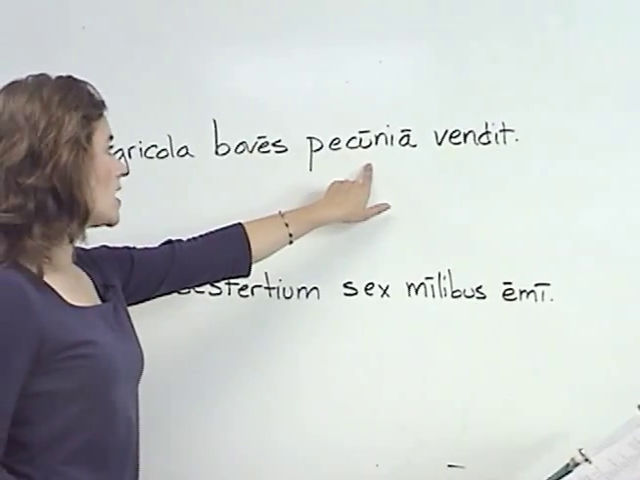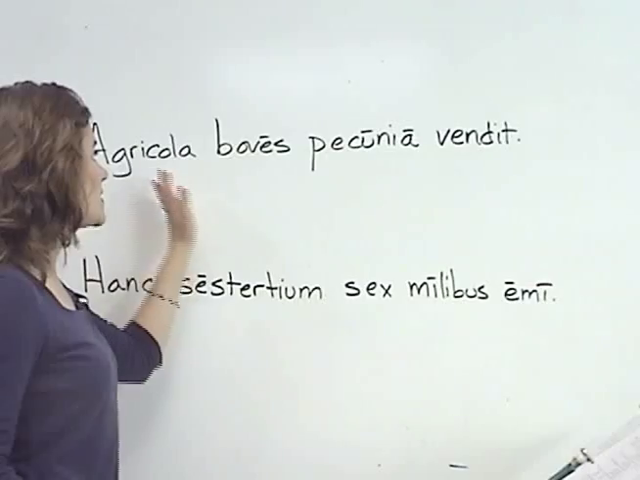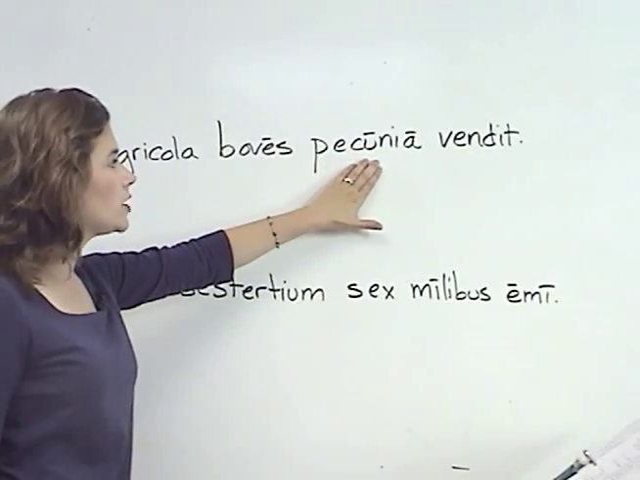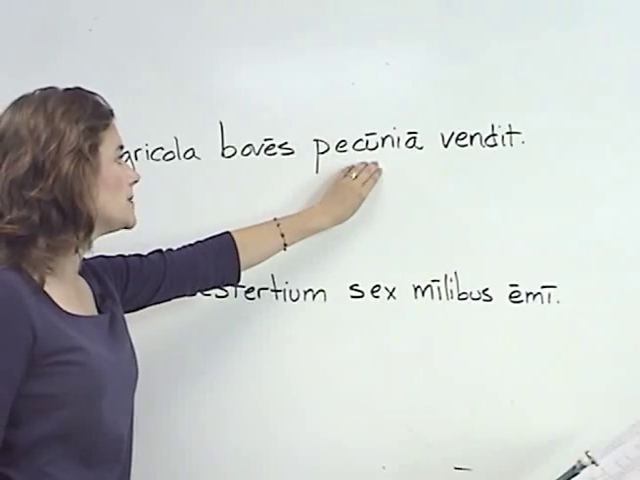Here we say pecunia is in the ablative case. So I have my subject, my direct object, my verb. Pecunia, the amount, the price, the value of the thing, is in the ablative, for money.